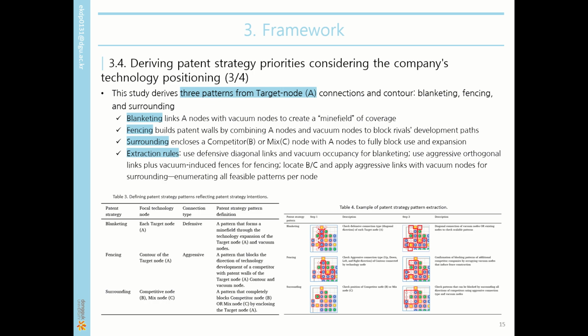Blanketing uses defensive diagonal links and vacuum occupancy. Fencing uses aggressive orthogonal links plus vacuum-induced walls. Surrounding locates B or C and applies aggressive links with vacuum nodes to close the loop. This study enumerates all feasible patterns per node to surface actionable options.